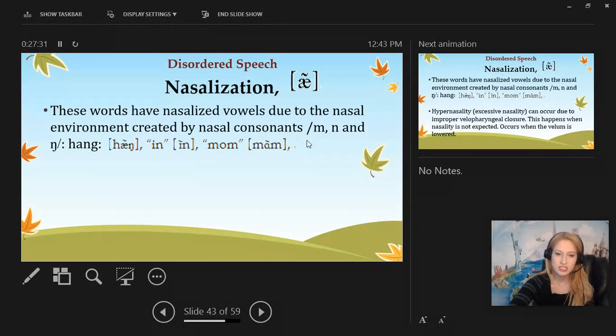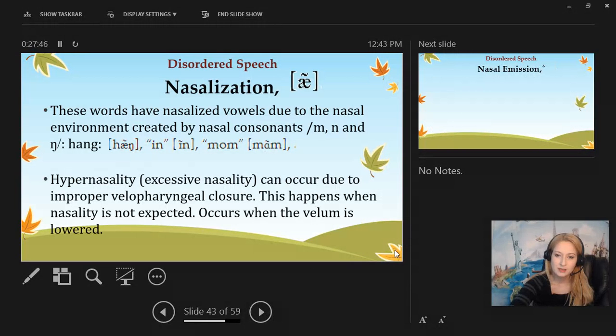Okay, so the words that you see have nasalized vowels due to the nasal environment created by the nasal consonants. So hang, in, mum. But sometimes you can have hypernasality, which is excessive nasality, due to an improper velopharyngeal closure. This happens when nasality is not expected, and it occurs when the velum is lowered.